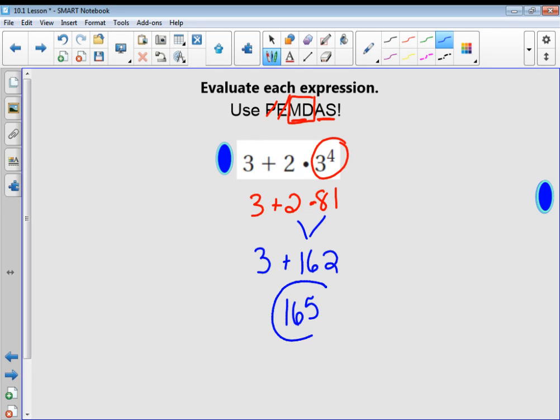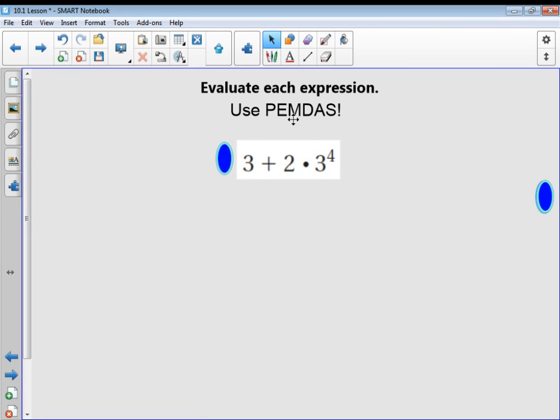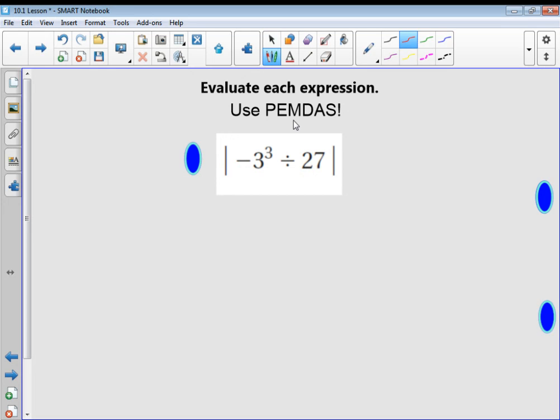Okay, reviewing that PEMDAS, we have to take it step by step. Where that exponent is, also roots, if they involve roots. But right now we're working exponents, so they probably won't do that. So let's review on this one. It's been a while since we've worked with this. Okay, back in 7th grade, we worked with that.